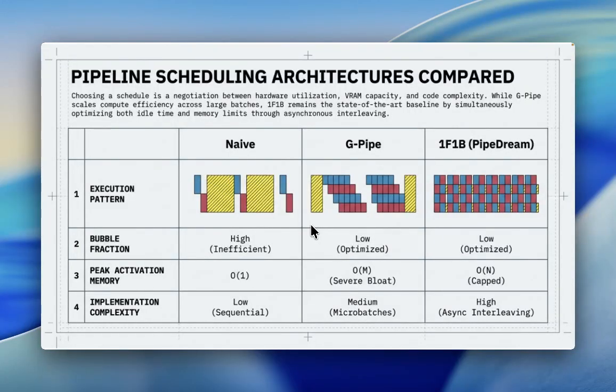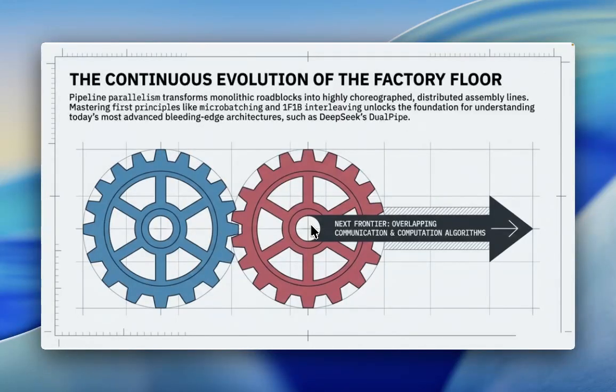scales compute efficiency across large batches. 1F1B remains the state-of-the-art baseline by simultaneously addressing both idle time and memory limits through asynchronous interleaving. Pipeline parallelism transforms monolithic workloads into highly choreographed distributed assembly lines. Mastering first principles like micro-batching and 1F1B interleaving unlocks the foundation for understanding today's most advanced bleeding edge architectures such as DeepSeek's DualPipe.